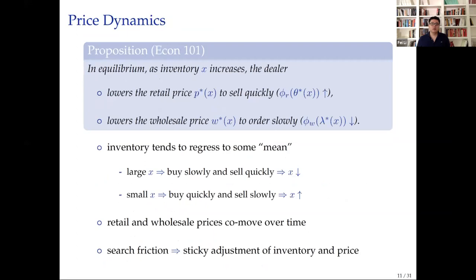The new classic intuition is going to come through. When the inventory is very high, then the benefit of increasing inventory becomes small. And what's going to happen is that the dealer is going to be desperate to sell as quickly as he can because the inventory cost is too high. Just a heads up, this is the driving force.